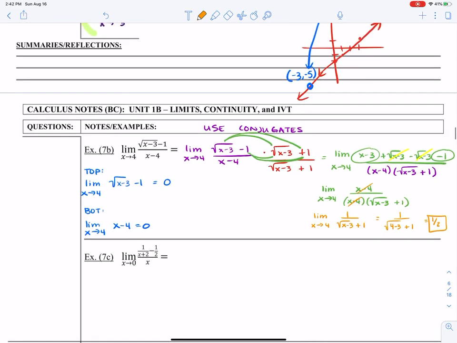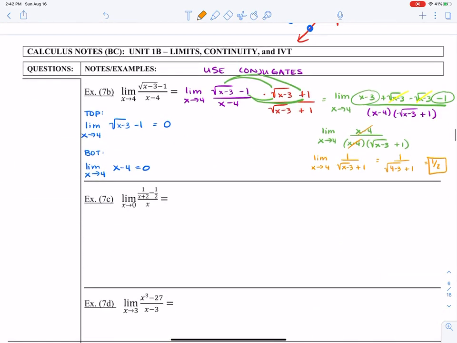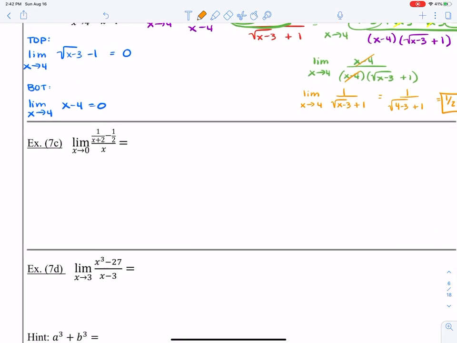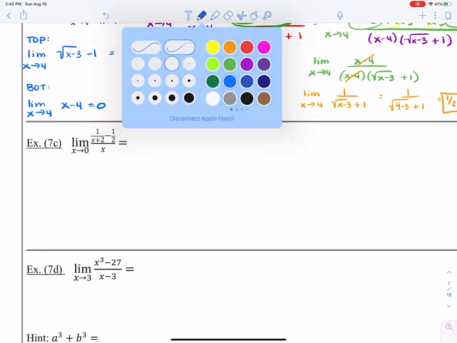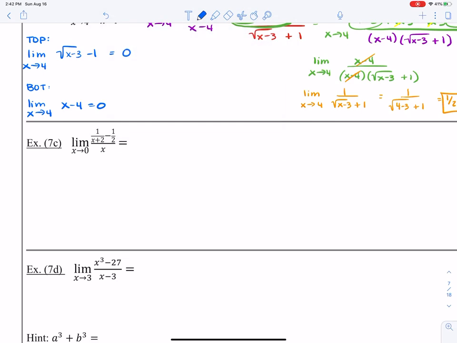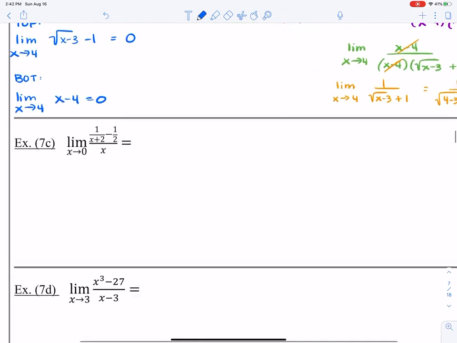So method number 1, factor and cancel. Method number 2, use conjugates. Let's see method number 3. We're going to plug in first, direct substitute. I can clearly see that the bottom is 0, and the top will give me 1/2 minus 1/2, which is 0. Again, I am expecting to see top limit as x approaches 0 of 1 over x plus 2 minus 1/2, and I'm going to say that's 0. I'm getting these values from direct substitution. And the limit as x approaches 0 of x is 0 for my bottom.